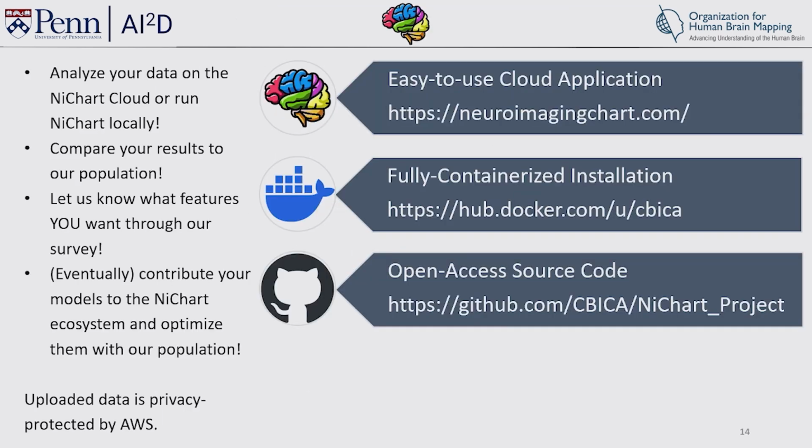So we invite you to analyze your data on our NiCHART cloud or run NiCHART locally. We hope to pay a little more for our AWS bill than we currently are. We're excited for you to compare your results to our population. We want to hear from you and want to know what features you want us to include as we're currently developing NiCHART. And eventually, we're super excited for you all to contribute your models to the NiCHART ecosystem, your AI biomarkers, and optimize them with our reference population. And in the NiCHART cloud, all of the uploaded data is privacy protected by AWS, so you can upload your data without any concerns.